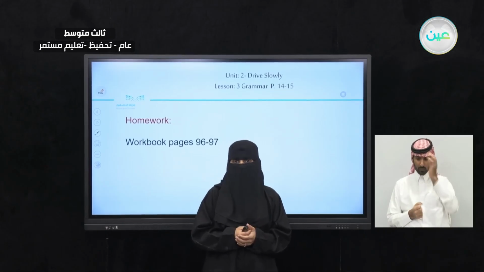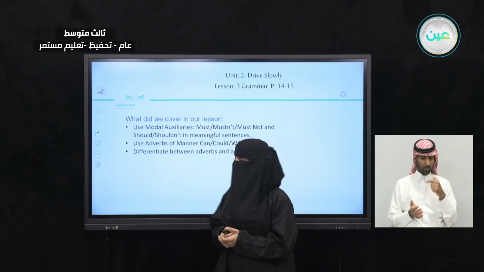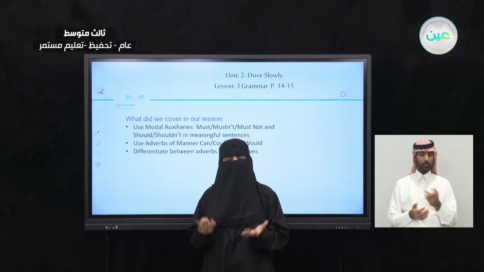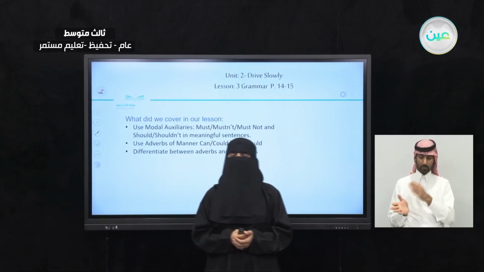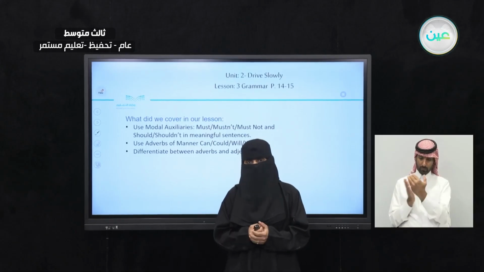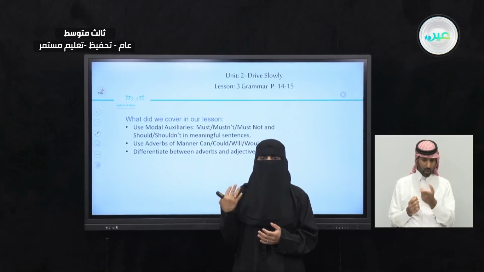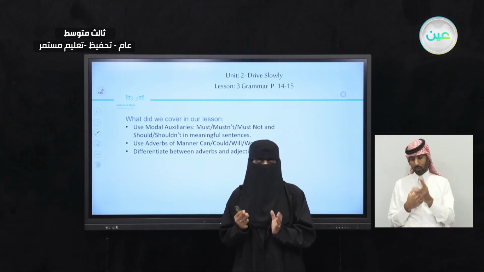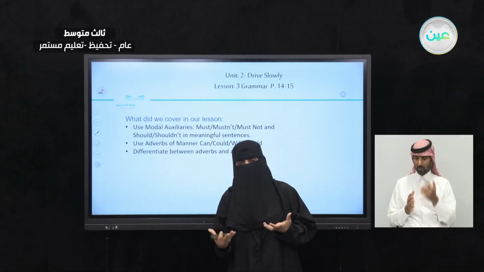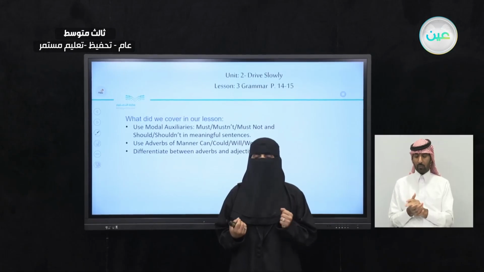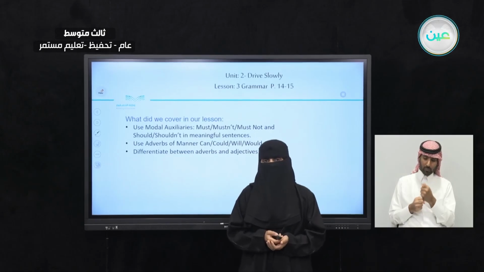and the auxiliary verbs. Okay, what did we cover in our lesson today? We learned how to use modal auxiliary must, mustn't, and should, shouldn't to talk about rules and give advice. And also we talked about adverbs of manner. How do we use the adverbs of manner? We differentiated between adjectives and adverbs. How do we change the adjective into an adverb? And we talked about the exceptions and how we use them in sentences.